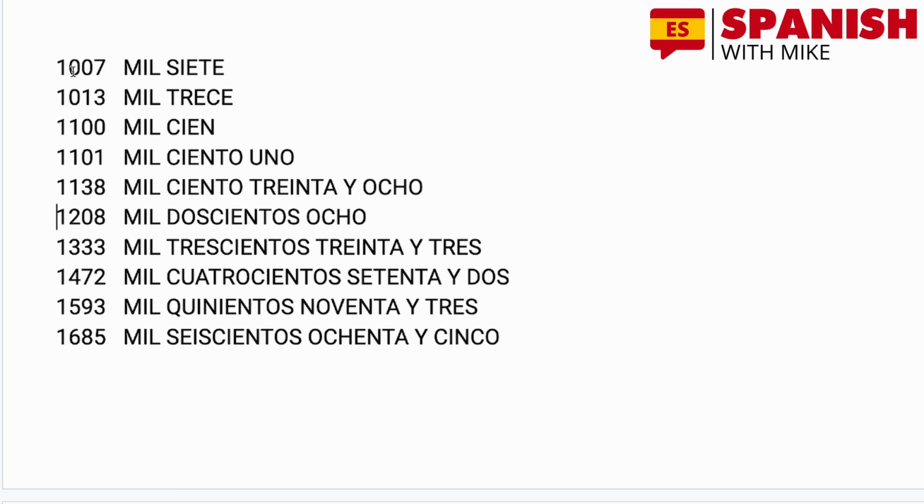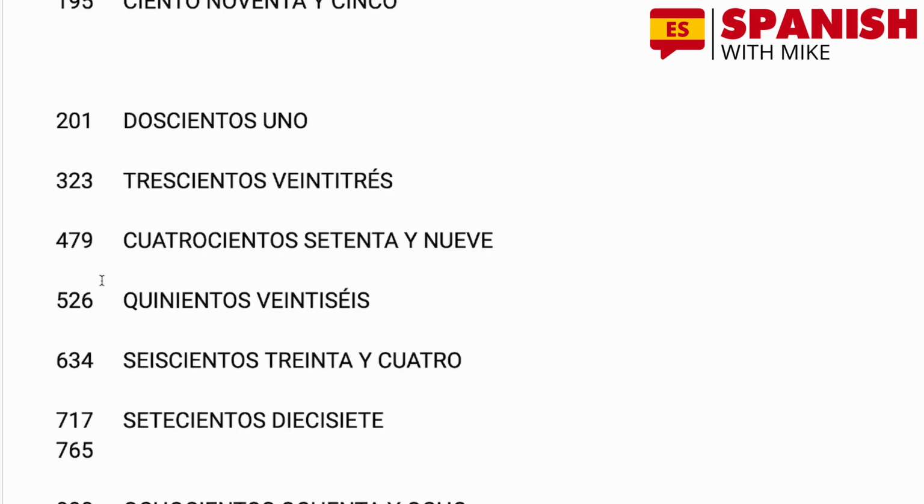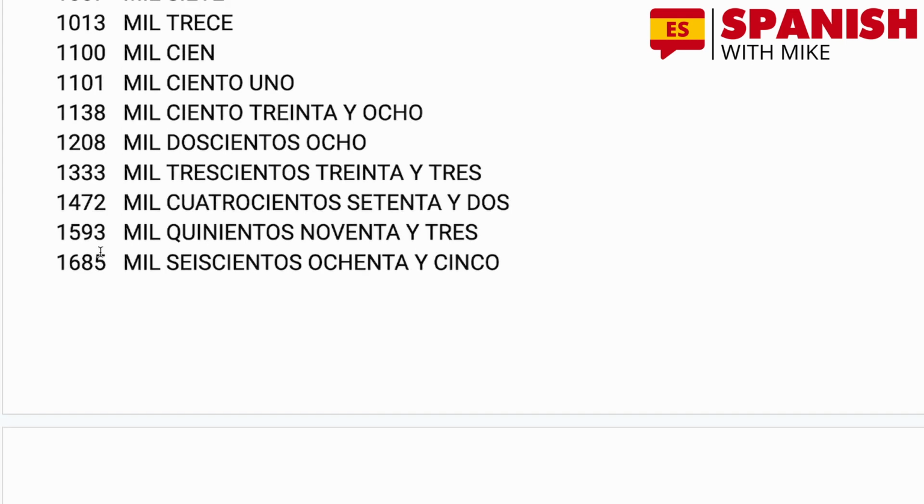If we don't have hundreds, we just say the thousand and the number with the unit. If we have tens, just tens, 1000 and the 10. And if we have hundreds, we say the 1000 and the 100. In this case, 1472 would be 1000 and 472. We learn how to say 472. In this case, 479. We just learned that. So we mix the numbers.